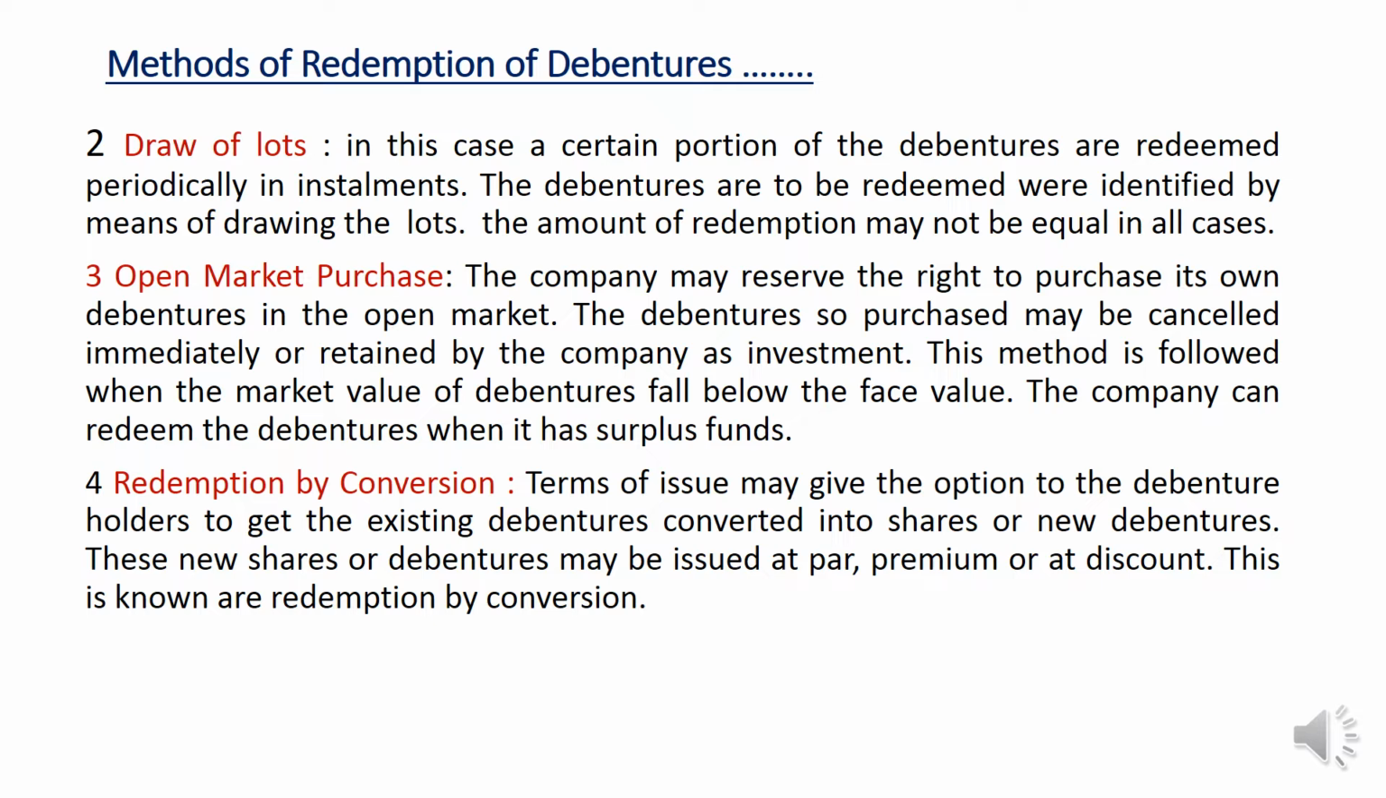Fourth method is redemption by conversion. As all of you know, there is a type of debenture, convertible debentures. That means these debentures can be redeemed into shares or debentures as per their agreement. So the company will redeem or convert these debentures into shares or new debentures. It may be either in the form of par, premium or discount. This is known as redemption by conversion.